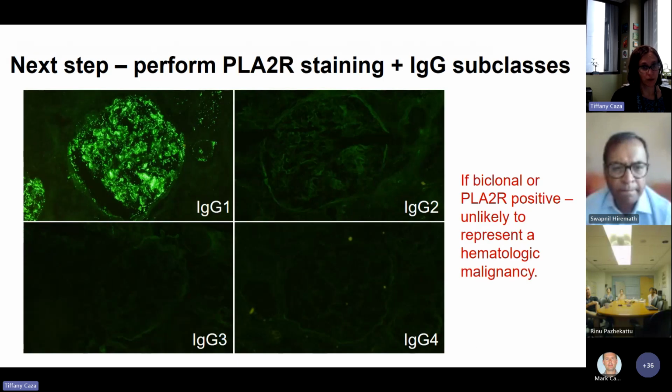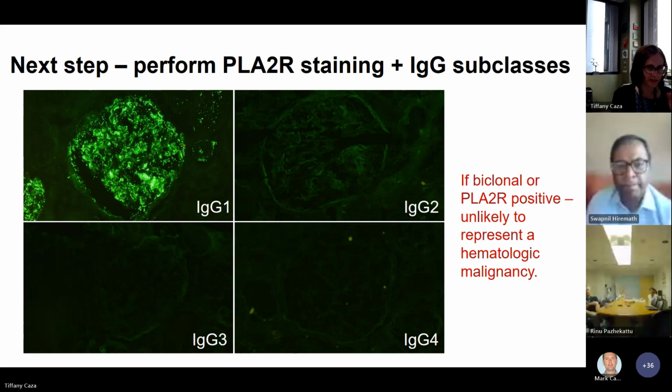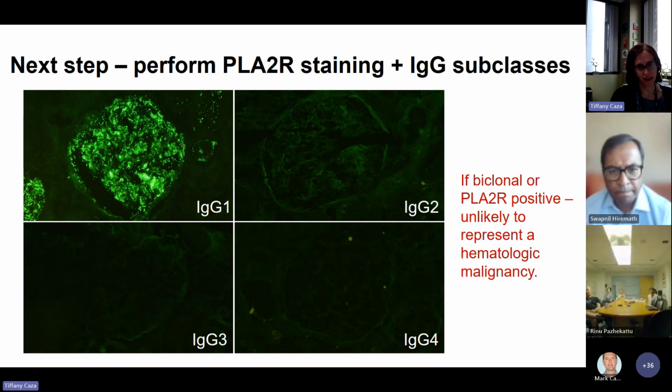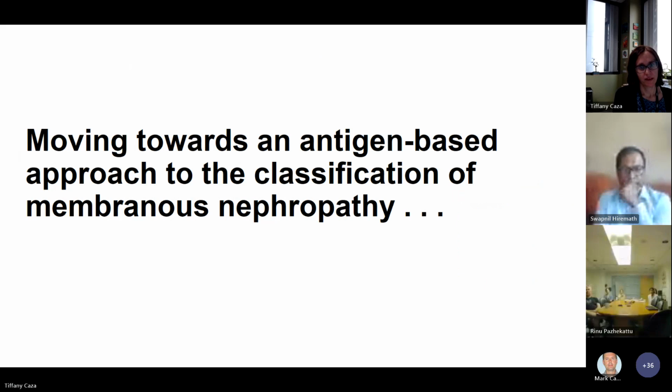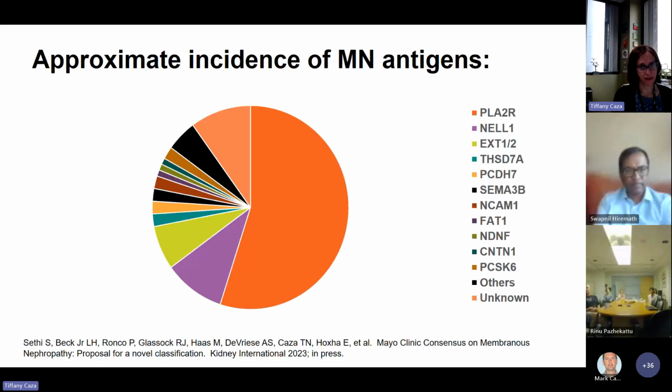Because if you only have one IgG subclass as well as one light chain, they're isomonotypic deposits, which could be clonal and be due to an underlying malignancy. So in some circumstances, these could represent an MGRS lesion. If they're biclonal, or if these cases are PLA2R positive, they're much less likely to represent a hematologic malignancy. So now we're moving toward an antigen-based approach to classification of membranous rather than primary versus secondary.